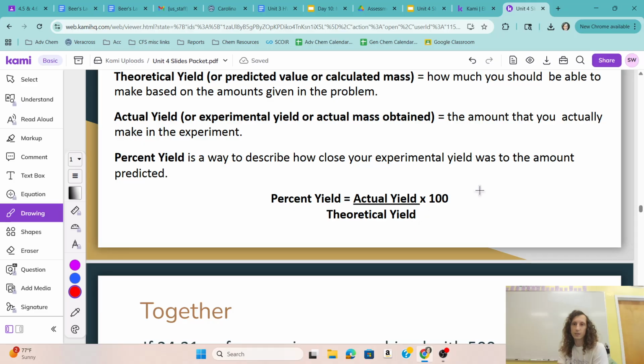So for that example, if our actual yield was 19.8 and our theoretical was 21, that's a pretty good yield. 19.8 over 21 times 100 gives us about a 94.3% yield of rust.